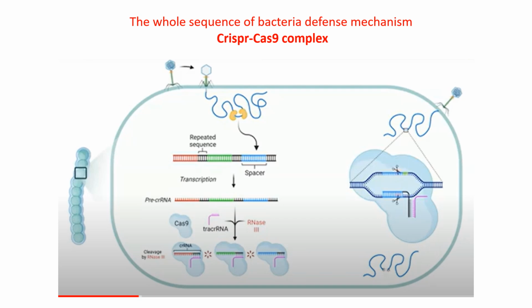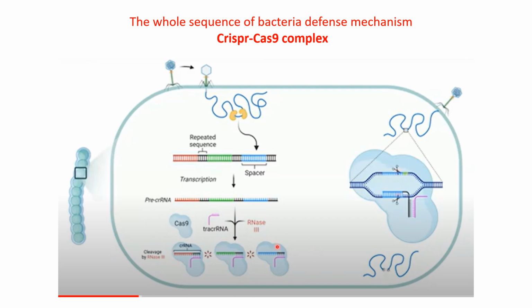This shows all the steps described individually in one slide. First, cuts viral DNA by using Cas1-Cas2 enzyme and incorporates a section into bacteria DNA. Second, transcription into RNA, called pre-cRNA. Third, cRNA plus tracer RNA plus Cas9 forms CRISPR-Cas9 complex.